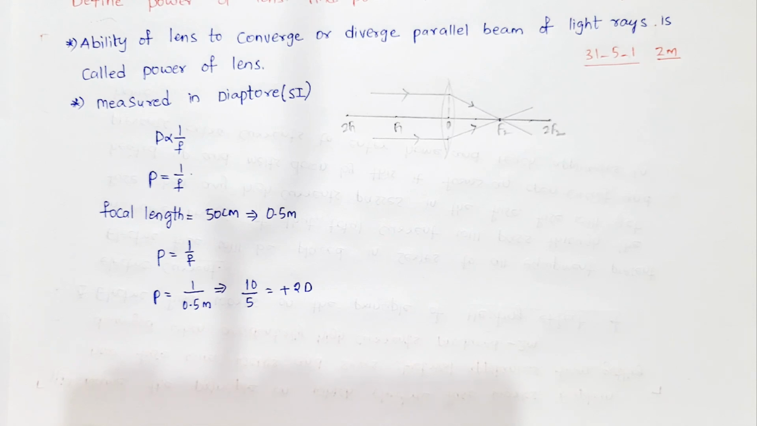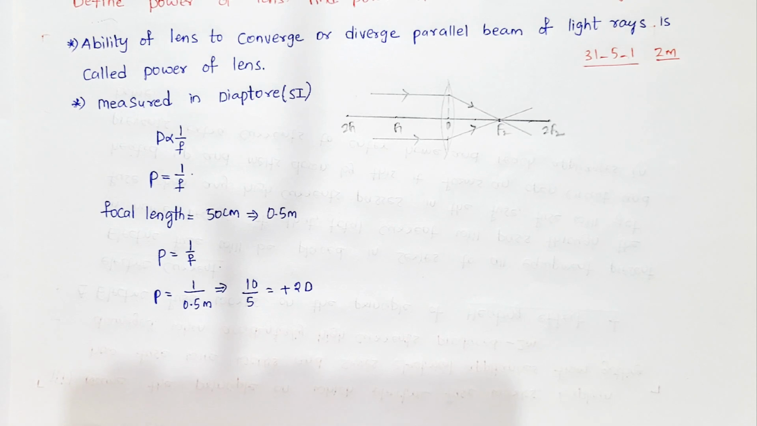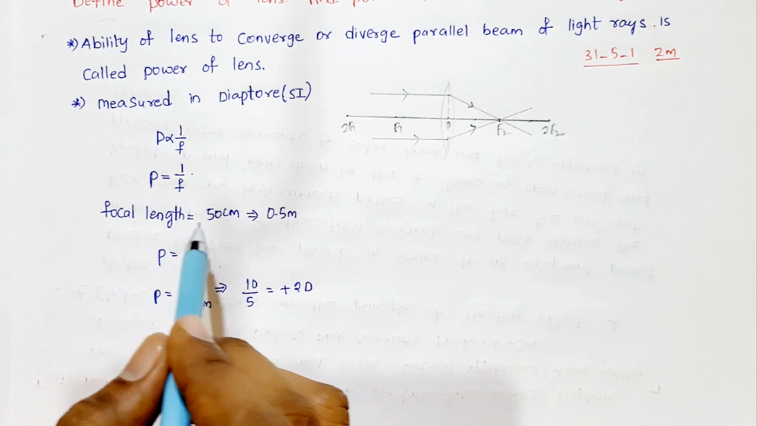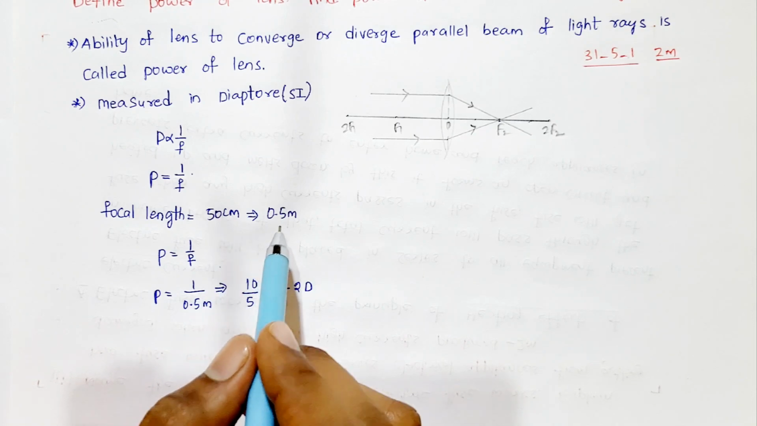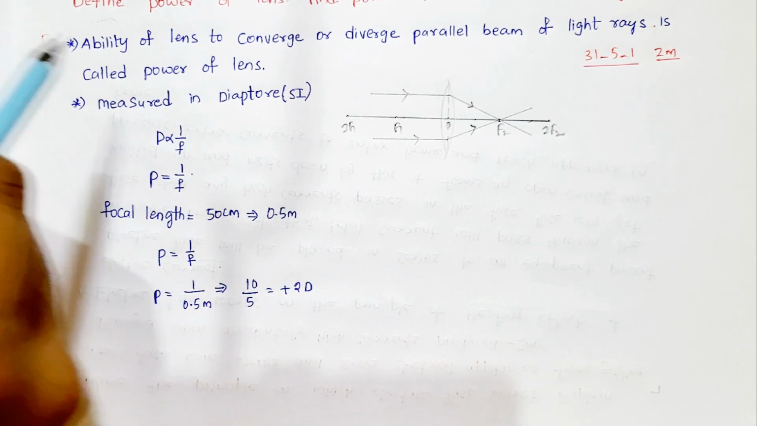But children will make it so complicated, making this F by 100 something they will do, and finally they will not get the correct answer. So like this, convert focal length. If it is given in centimeters, first convert it into meters. Afterwards you substitute in the formula, you will get it easily.